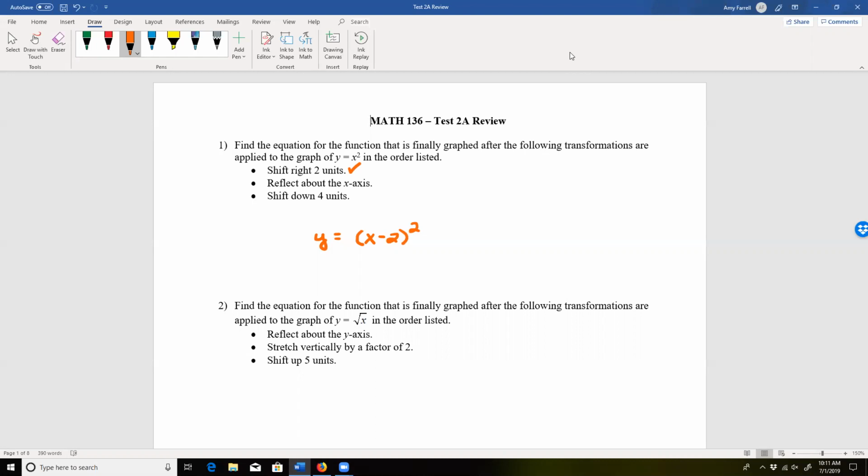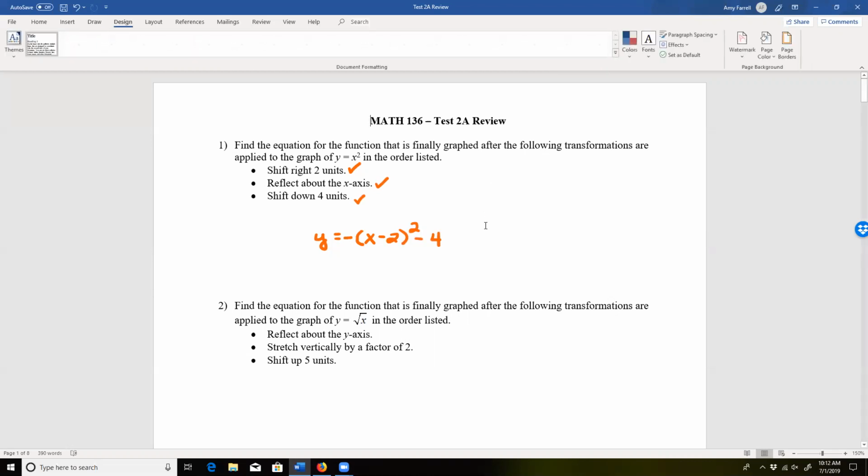They also want us to reflect about the x-axis. Notice I left a space here because I was kind of reading ahead. To reflect about the x-axis, we put a negative sign in front here. So we've done that. And then finally shift it down 4. That would be a -4 in the back. This one is intuitive. Down is subtraction, and up would be addition. So this new equation would shift the graph of y equals x squared right 2, reflected about the x-axis, and shifted down 4.